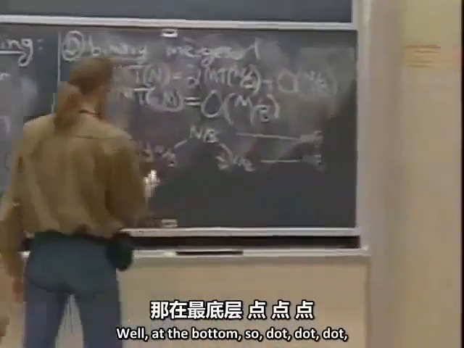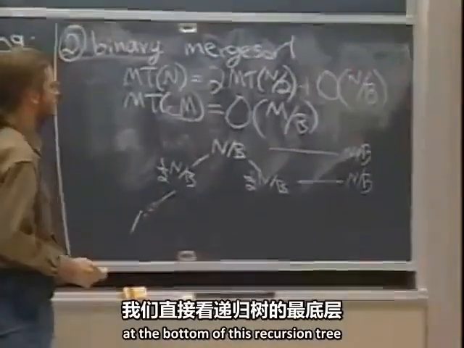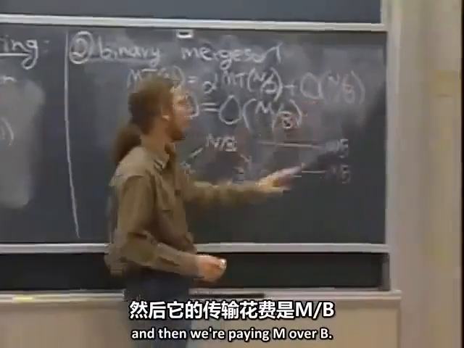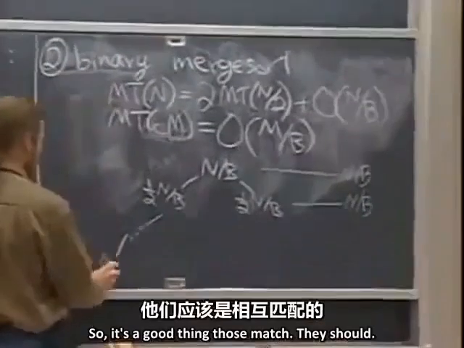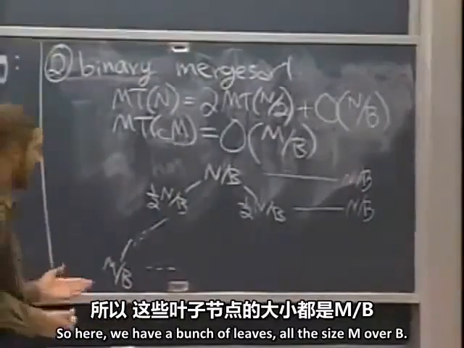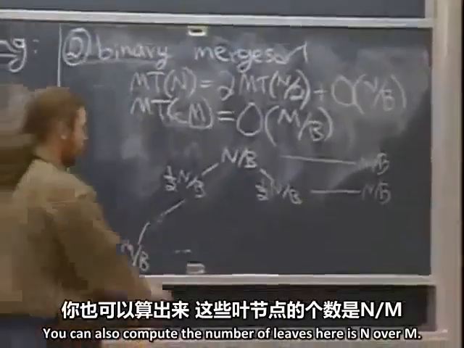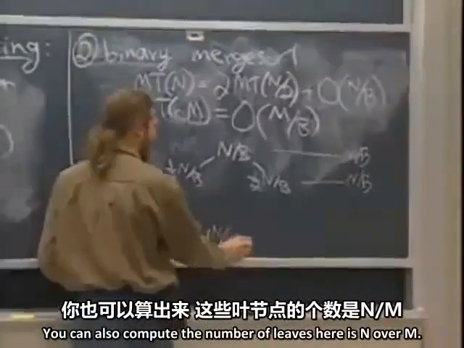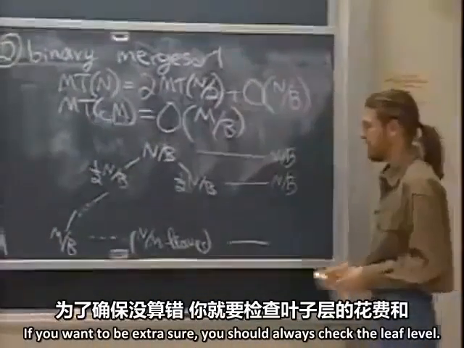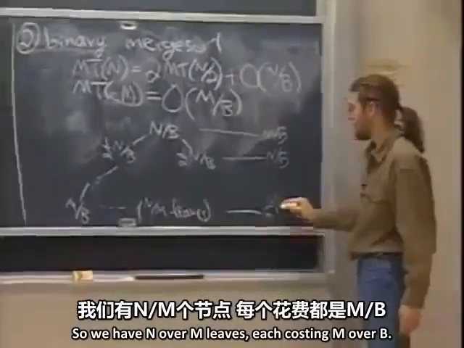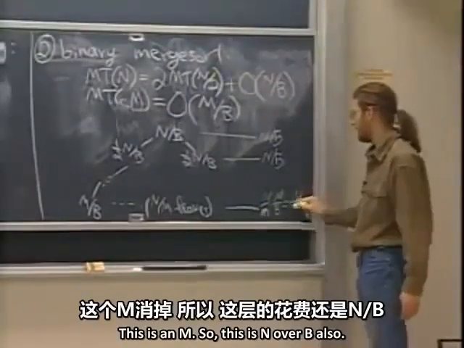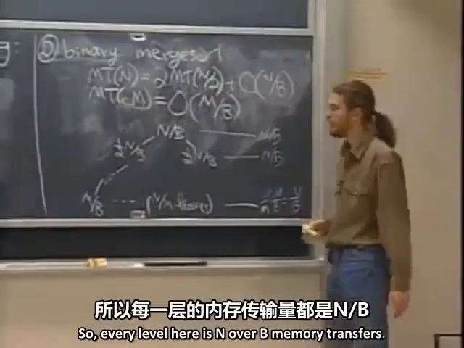Well, at the bottom of this recursion tree, we should get something of size m, and then we're paying m over b. It's a good thing those match. They should. So here we have a bunch of leaves, all of size m. You can also compute the number of leaves here is n over m. If you want to be extra sure, you should always check the leaf level. It's a good idea. So we have n over m leaves, each costing m over b. This is an m, so this is n over b also. So every level here is n over b memory transfers.